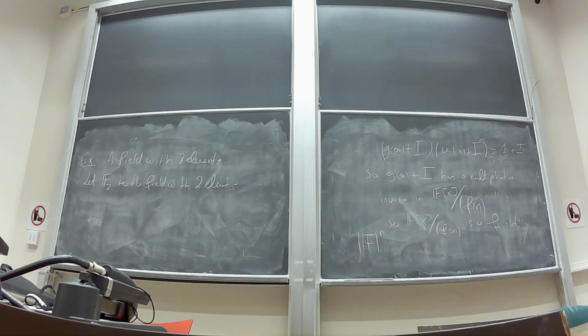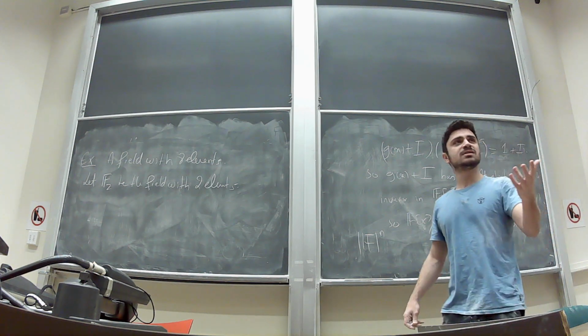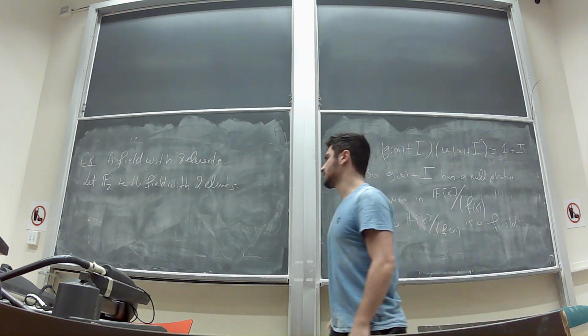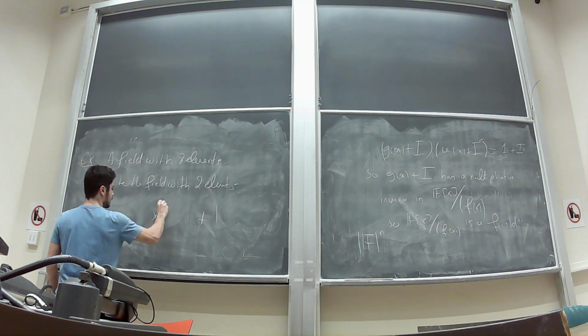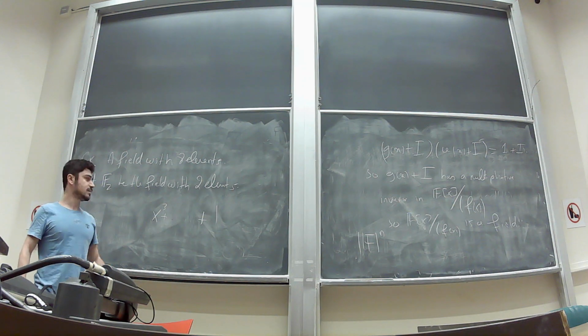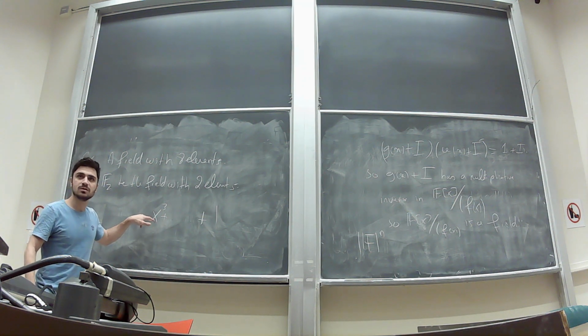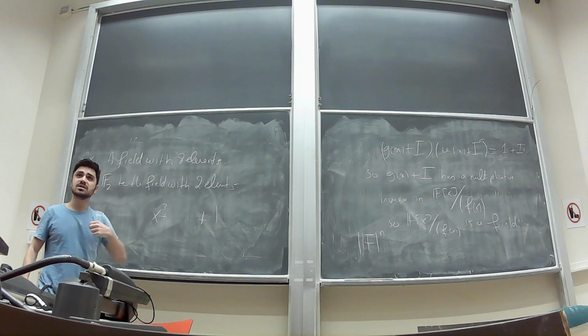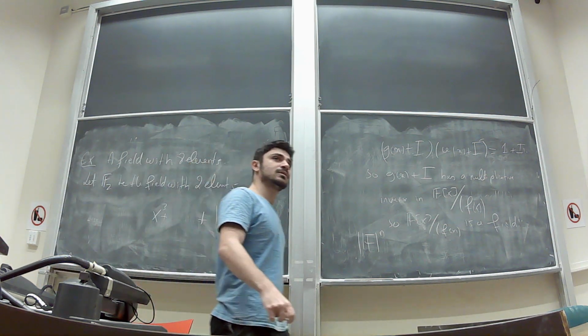You want a polynomial of degree 3 that has no roots. What do you need the constant term to be? Can the constant term be 0? No. If the constant term is 0, then 0 is a root. If you have x cubed plus x, then 0 is a root. So what if the constant term is not 0, what must it be? 1. So let's add a 1 here, and you have an x cubed here. Is x cubed plus 1 irreducible? 0 plus 1 is 1. 1 plus 1 is 0. So that's not irreducible. You need to add something.